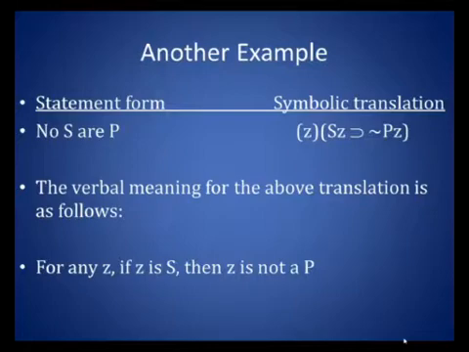Please do remember that every time you translate a universal statement, it will always be in the form of a conditional. I know that might sound strange at first, but now you can probably get a feeling for why this is the case. Notice how we're saying it. For all z, if z is S, then z is not a P. So it is a conditional statement. It is an if-then statement. Okay?